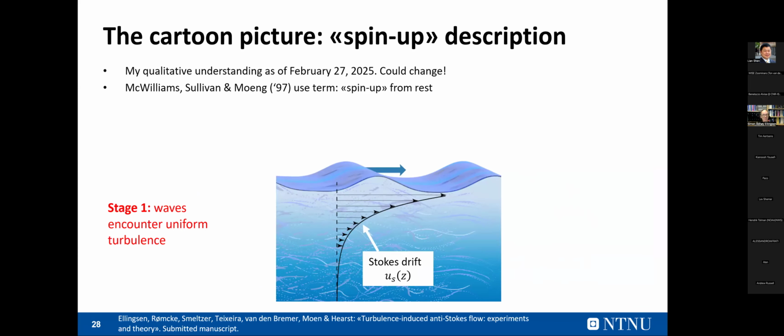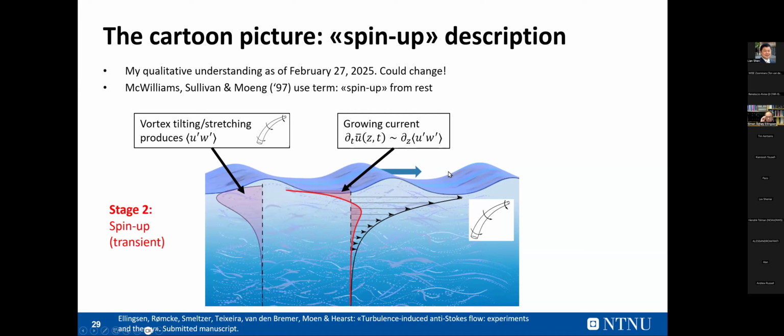When waves and turbulence meet, the picture is this. Waves and turbulence each live happily when the other is not present. When the two meet, all of a sudden, they're not as happy as they were anymore. McWilliams, Sullivan, and Wang, in their famous paper, use the term spin-up, so I'm going to use that as well. Waves, of course, have a Stokes drift. What occurs is that the Stokes drift, or at least this is my understanding as of now, grabs hold of the turbulent vertical vorticity, tilts it forwards, intensifies it.